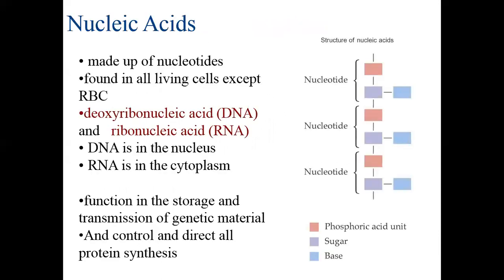So nucleic acids are made up of nucleotides, and this is the nucleic acid structure. Here the phosphate group is joined with the sugar moiety and the nitrogenous base, and these nucleotides are polymerized to form the nucleic acid known as DNA or RNA. DNA is present in the nucleus, and RNA is the cytoplasmic nucleic acid. Their function is the storage and transmission of genetic material, and they also control the protein synthesis of the cell.